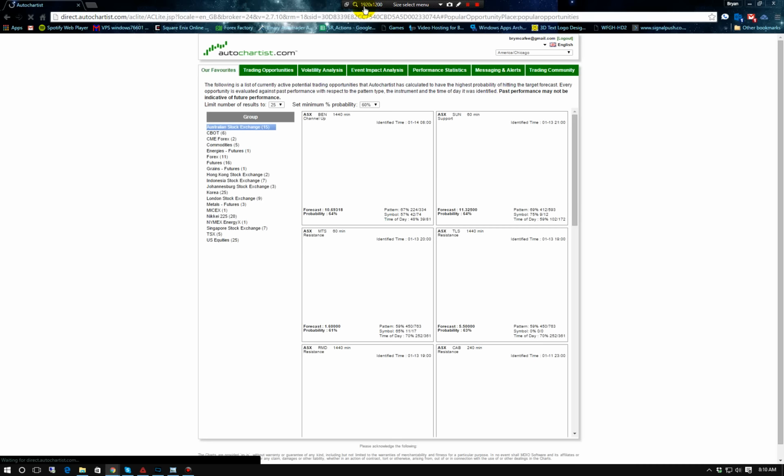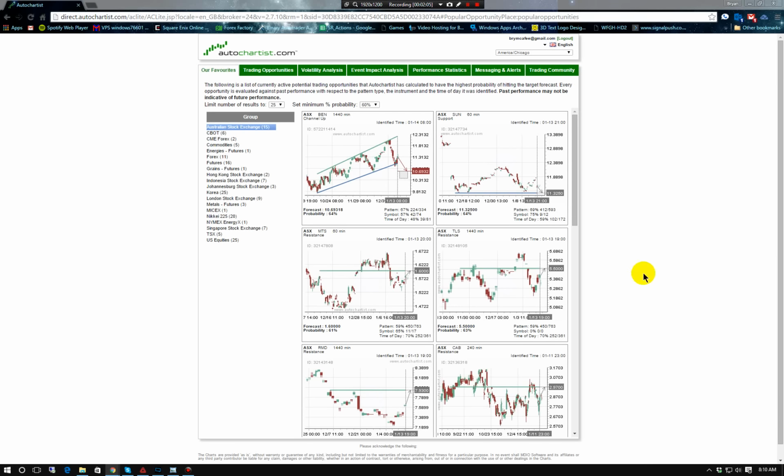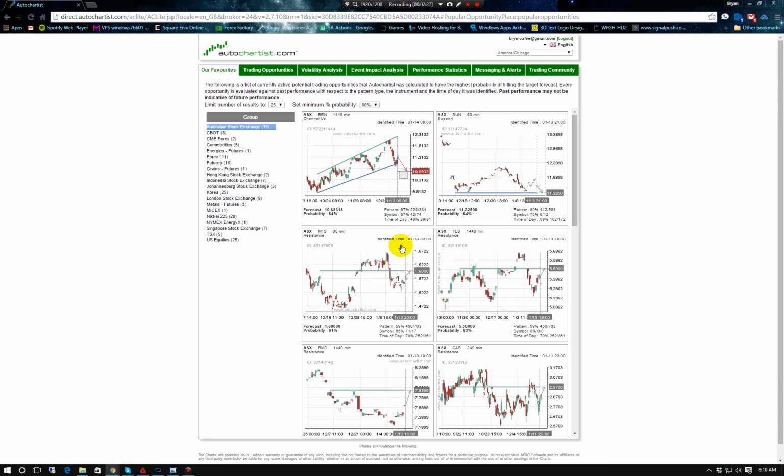Okay, so Autochartist, when you log in, let me get back so I can see if there's any questions. If you have questions, guys, during this, just go ahead and speak up. Autochartist has our favorites and trading opportunities. We'll get into what those are. With our favorites, you can set the percentage you want to see on a setup happening. So I just set it to 70% and it drops to 2, or 60% and you get, what, 15. So it's a big difference there.